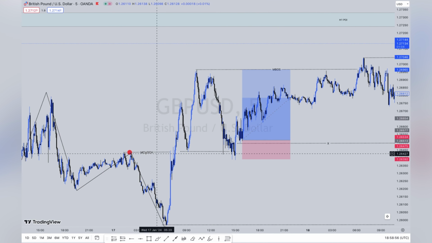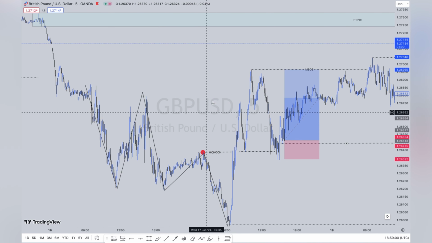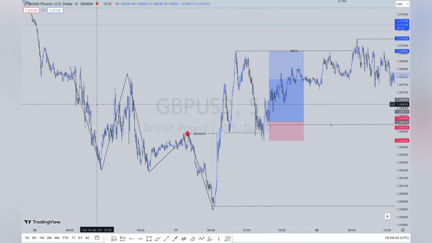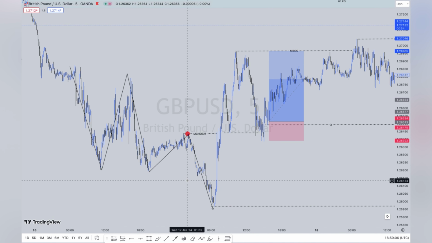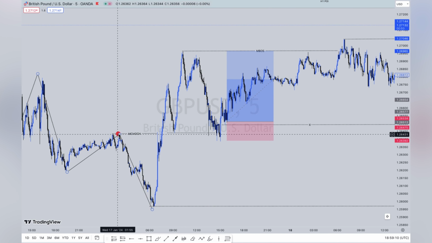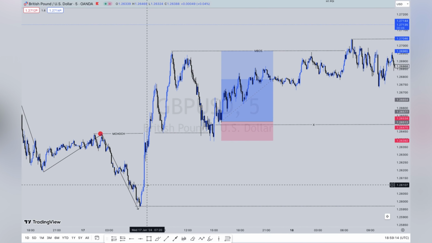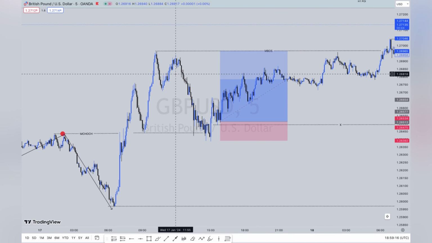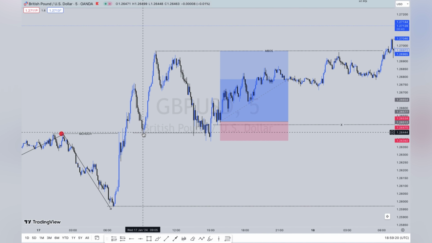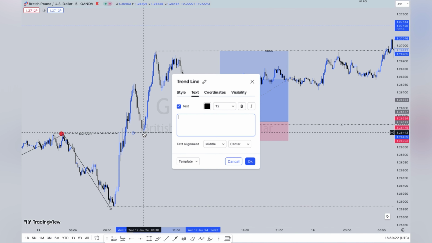So we have a pullback, we have a change of character here on the 5 minute. On my 5 minute, this was a downtrend because the 1 hour was actually breaking down. And then price broke through the last significant lower high. It becomes a change of character, the impulse that broke through the previous swing. You can see a significant pullback here, which we call what?